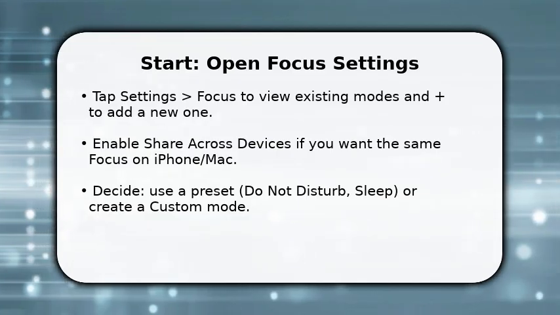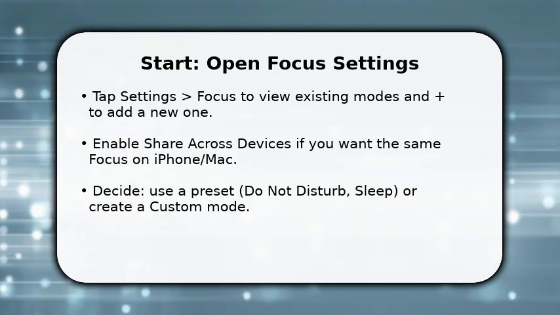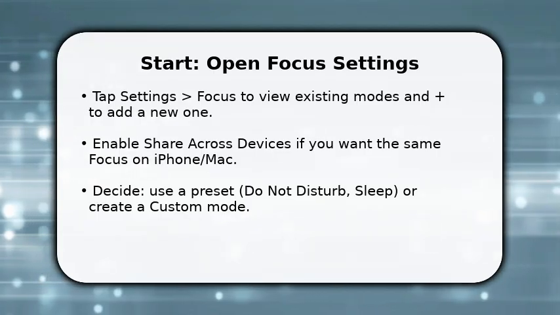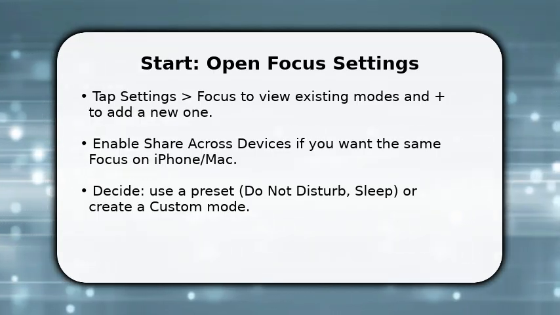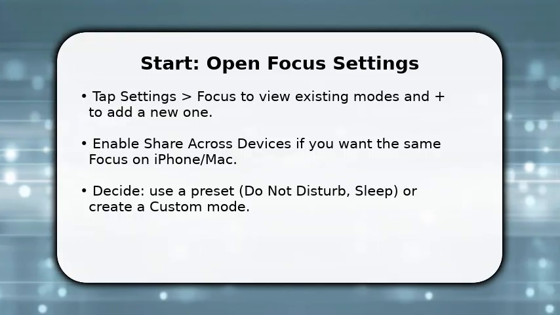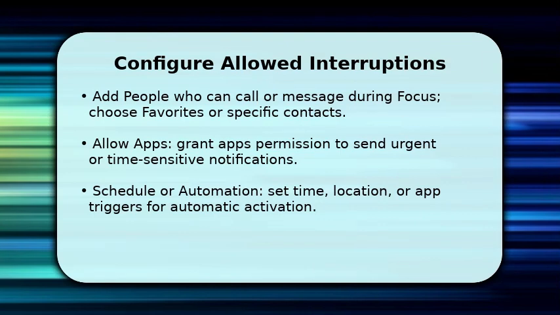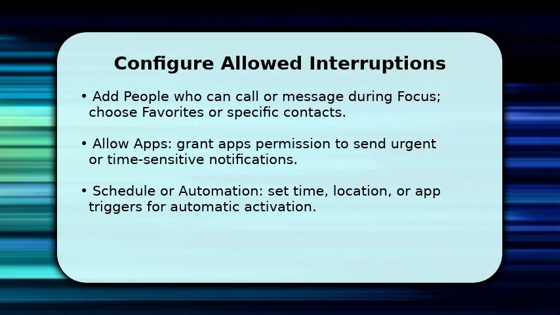Choose a preset for speed or custom to tailor who and what can interrupt you. These initial choices determine how strict notifications are, so pick the base that matches your goal. Next, configure who and what can interrupt you. Tap People to add contacts allowed to call or message, and decide whether to include favorites.